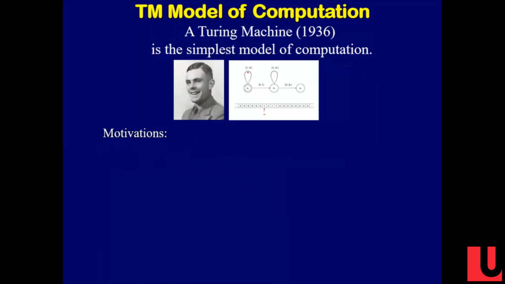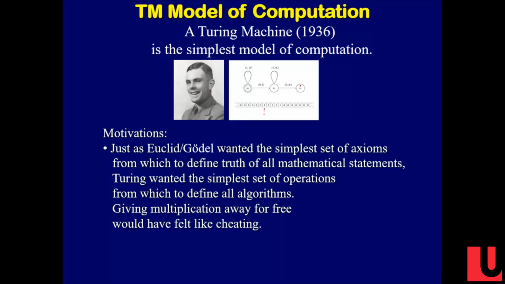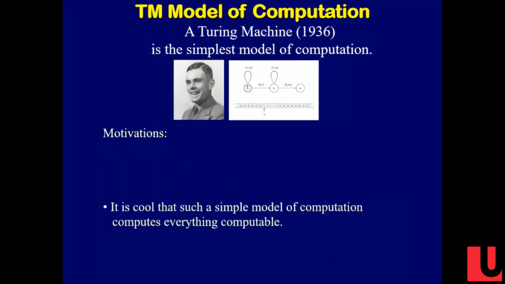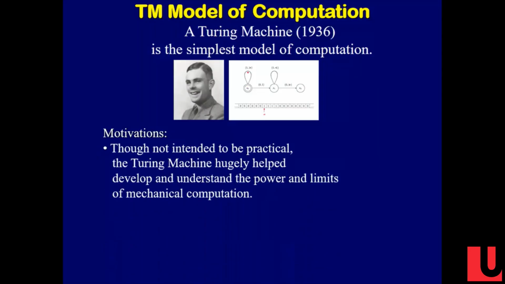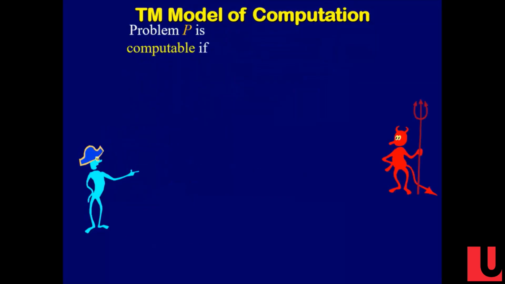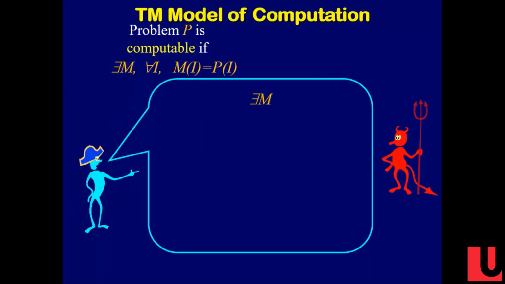We want the simple machine. If you gave all of multiplication away in one time step, it feels like you're cheating. So what are you allowed to give away? You're allowed to give bounded multiplication away. It's cool that you can compute everything. It's definitely not practical. You're not going to go home and write a video game in a Turing machine. You're just not. So this is just reminding us again about computable.